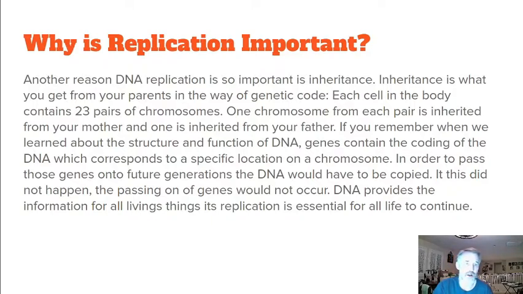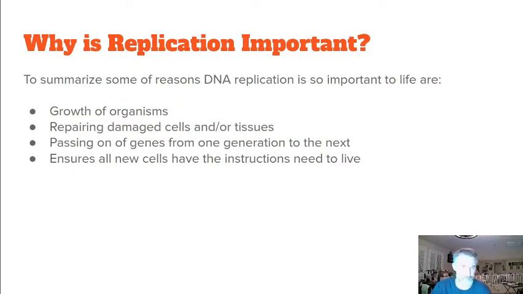If you remember when you learned about the structure and function of DNA, genes contain the coding of DNA which corresponds to a specific location on the chromosome. In order to pass those genes on to future generations, the DNA would have to be copied. If this did not happen, the passing on of genes would not occur. DNA provides the information for all living things. Its replication is basically essential for life to continue. So we have to have this replication occurring.